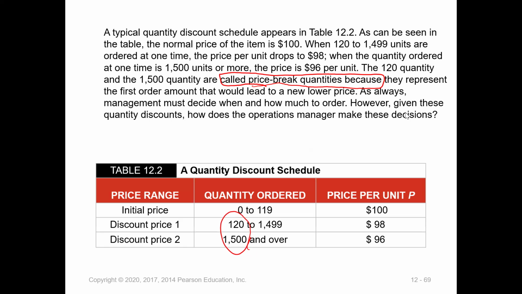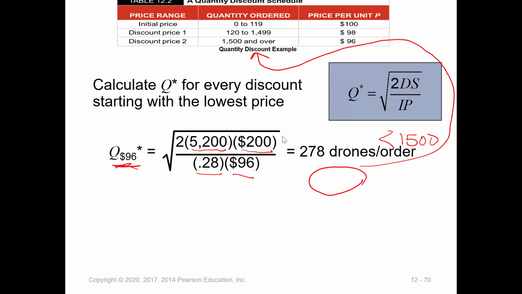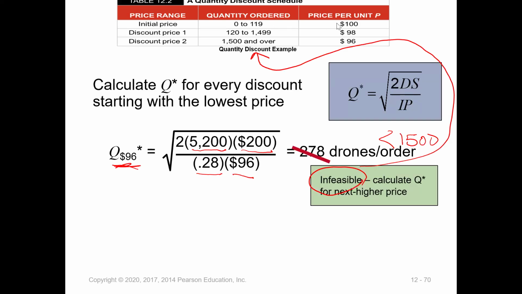As always, management must decide when and how much to order. Given these quantity discounts, we need to decide which one to take, this or this or this. Let's start. Based on the procedure, we start with the lowest possible price and see if it is feasible. If it is, this is the best solution. If it is not feasible, we go to the next price, then the following one.